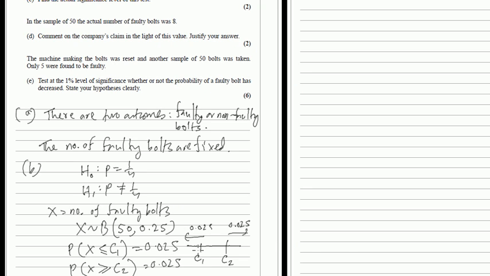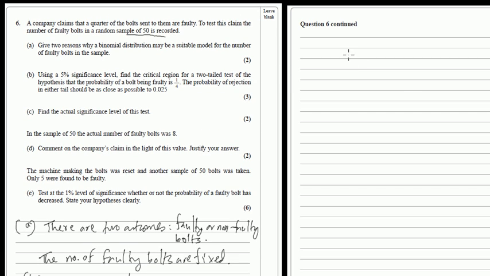So that means the probability of x is less than or equals to 6 is equal to 0.0194. Therefore C1 is equal to 6. Then for the other one, we need greater than or equals to C2, so we can write the probability of x is greater than or equals to C2 equals 0.025.